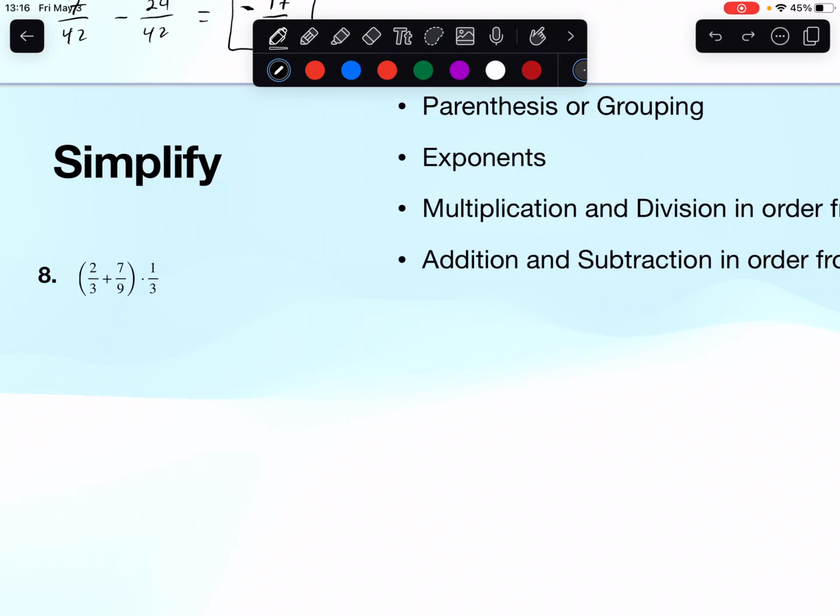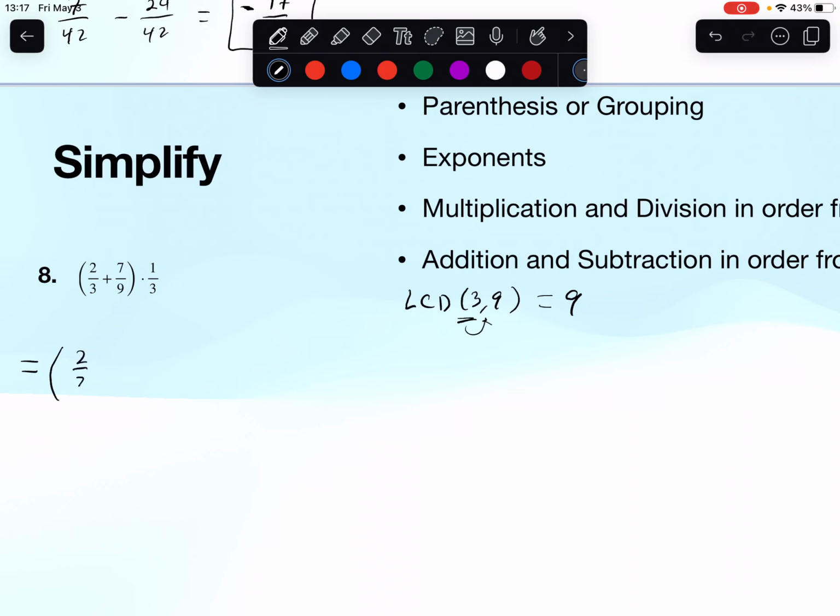All right, this is our third short video on order of operations review. Here we're going to simplify the expression 2/3 plus 7/9, and then that quantity times 1/3. So we're going to need to find the LCD of 3 and 9. A quick way to check is to see if the smaller number goes into the larger number, and 3 does go into 9 3 times. So the LCD here is going to be 9, and you only need that for adding or subtracting fractions. You don't need it for multiplying.